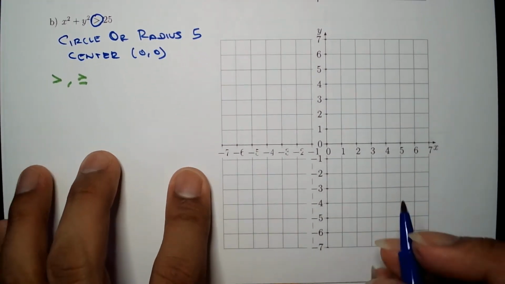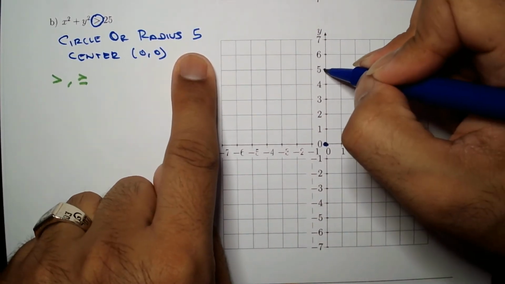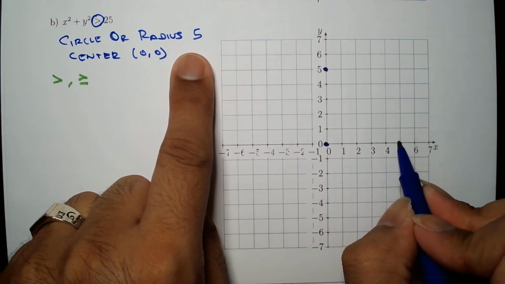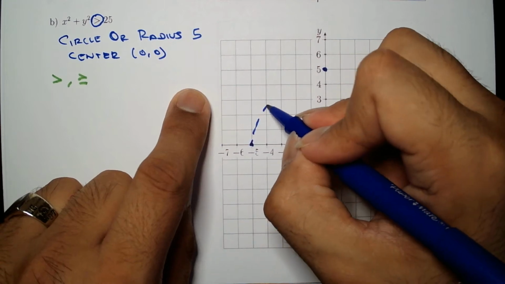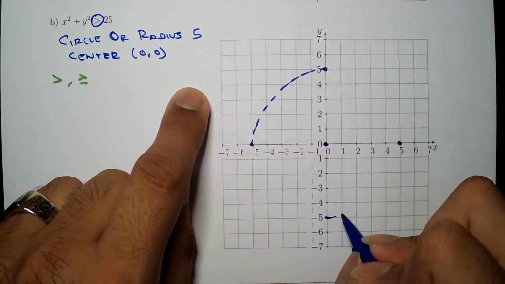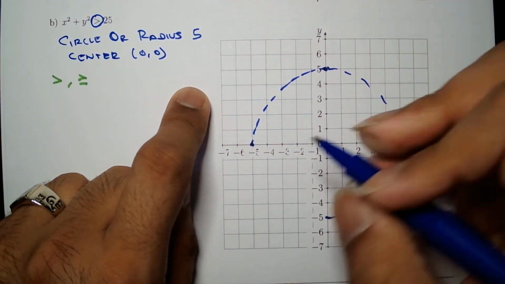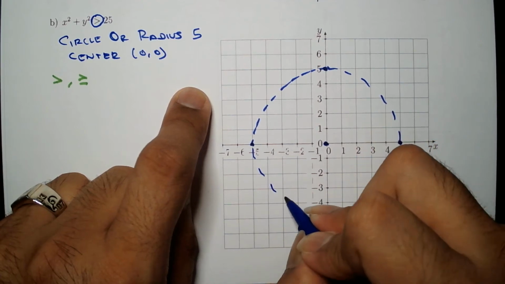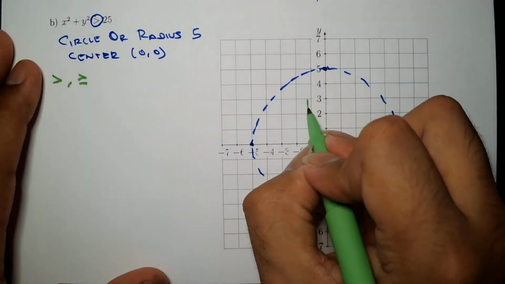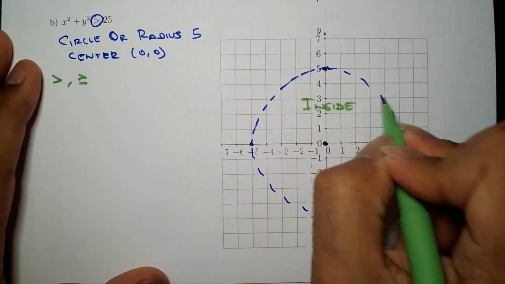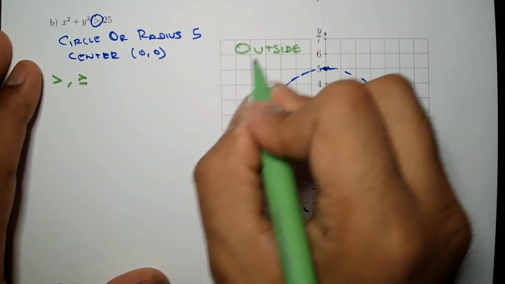So we're going to go to the center, which is the origin, and then from the center we are going to count 5 units on each side. And then we are going to draw our circle, and it's going to be dashed. Notice I'm not doing a solid circle, it's a dashed circle. All right, so in this case, what are we going to have? Inside the circle and outside. So this whole thing is outside.